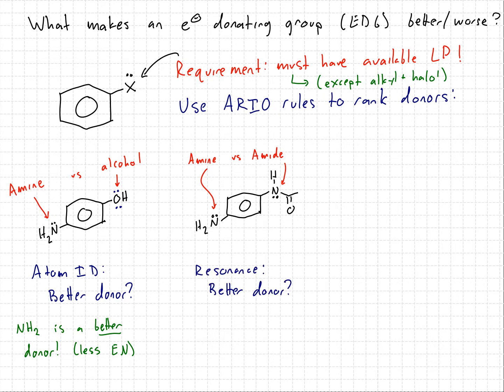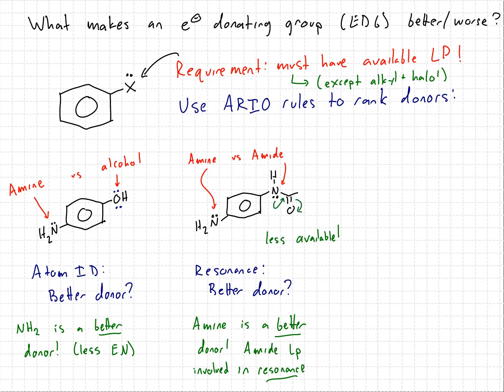So here, what we're actually seeing is a resonance effect. Both of these are the same atom, but the amine is going to be a much better donor than the amide. The reason why is the amide nitrogen is less available to the ring because it's also participating in resonance with the carbonyl group alongside. So since that lone pair is involved in resonance outside the ring, it's not going to be quite as strong a donor.